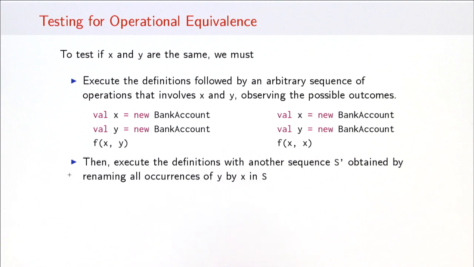The second half of the experiment is to run the same sequence of operations on our two bank account definitions, but now we are only allowed to access x. Where previously we would have a sequence that maybe interleaved calls to x and y, now every access to y will be replaced by exactly the same access but to the object x.